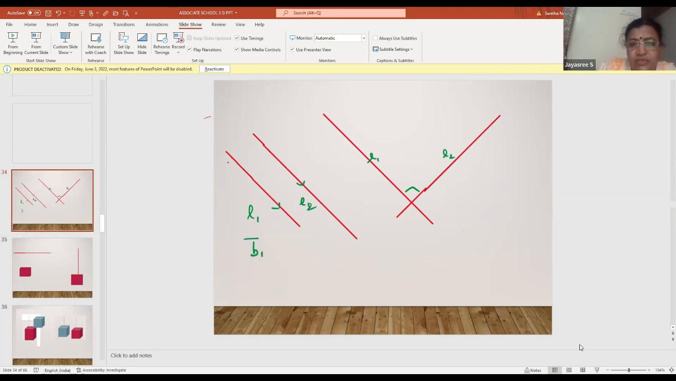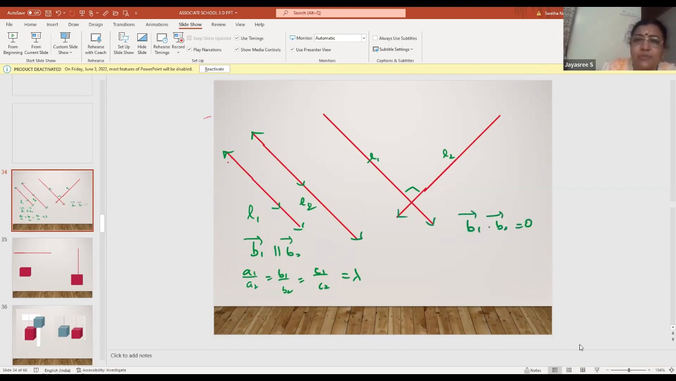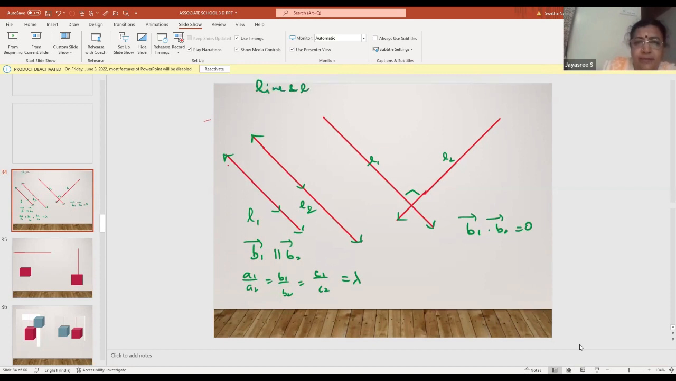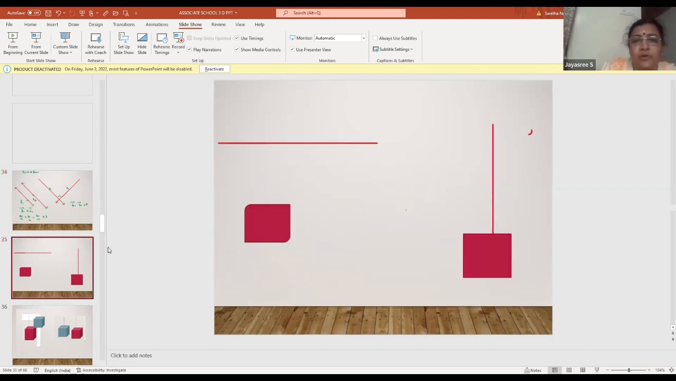So we need to insist that B1 is parallel to B2. So you have A1 by A2 equal to B1 by B2 equal to C1 by C2 equal to lambda. When this equation is coming, both direction ratios we can take as the same. That is the concept here. Whereas when the lines are perpendicular, B1 dot B2 is 0. So this is between the line and the line. The next concept we talk about is the plane and the line.